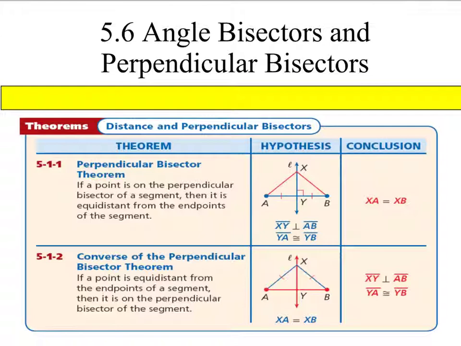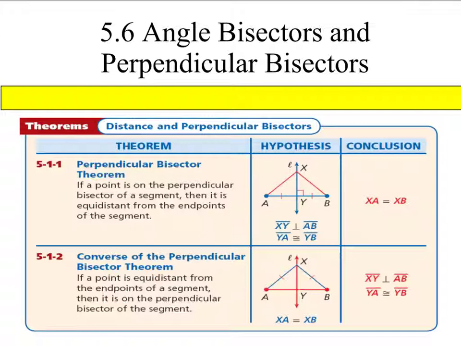All right, so the very first two theorems I want you to write down are the perpendicular bisector theorem and the converse. Write it down and I will explain in just a second. Pause now. All right, so what this states is, if a point is on the perpendicular bisector of a segment, then it is equidistant from the endpoints of the segment.